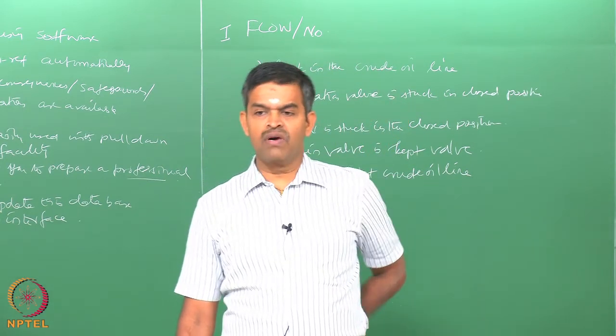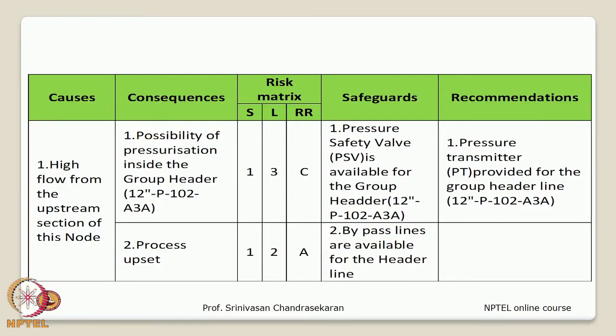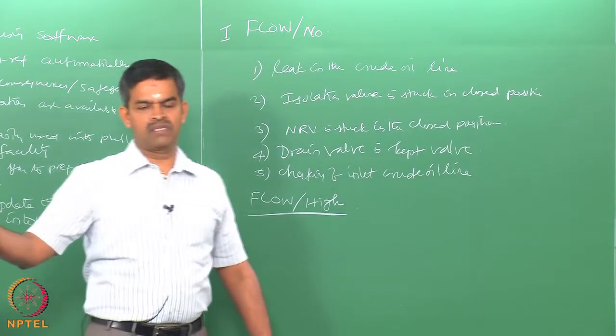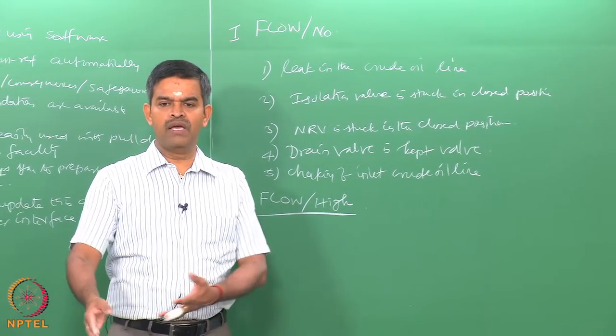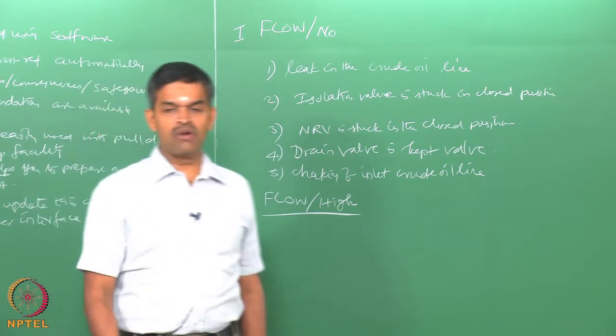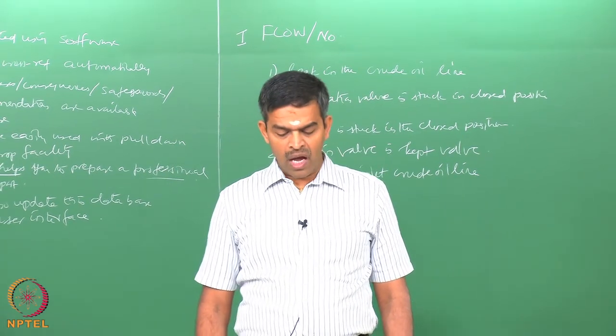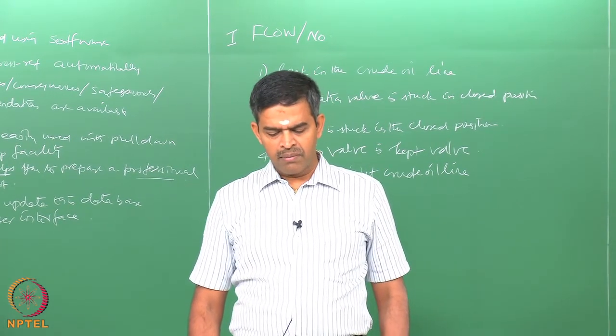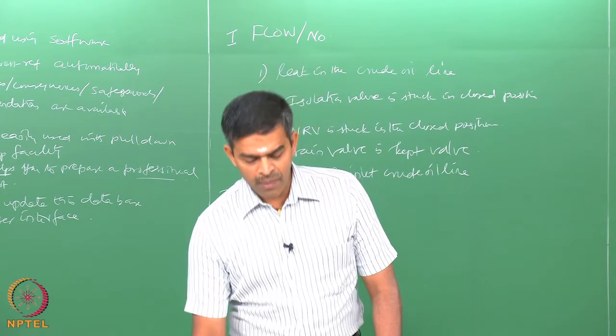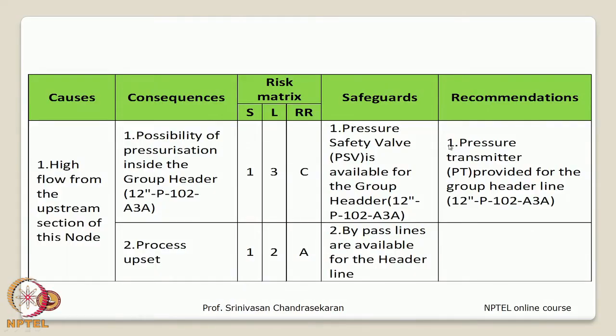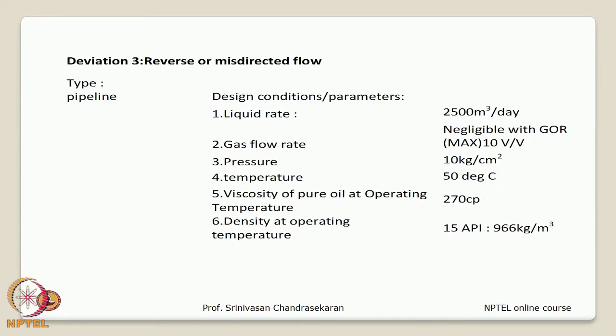So, we already have a safeguard present in the system, PSVs are available, bypass lines are also available. Whenever there is a high flow in a given line, you can always bypass the production line from section A to section B. So, bypass lines are also available in the design in the original group header. So, we take that as an advantage. However, the unit recommended provision of a pressure transmitter, it is a common recommendation, therefore, number 1 is again continuing from the database. Similarly, the third deviation could be reverse or a misdirected flow.